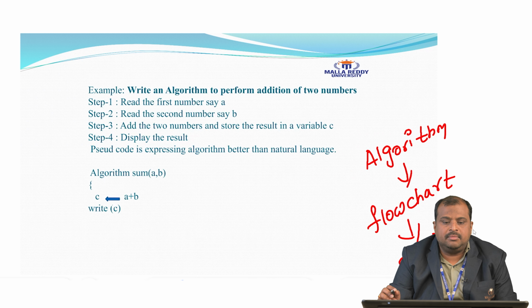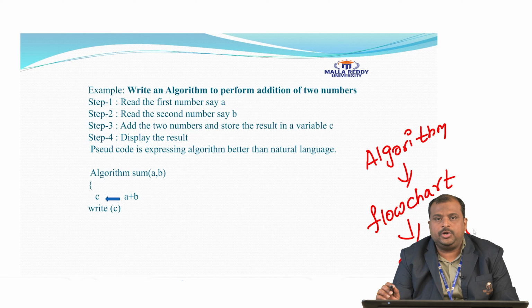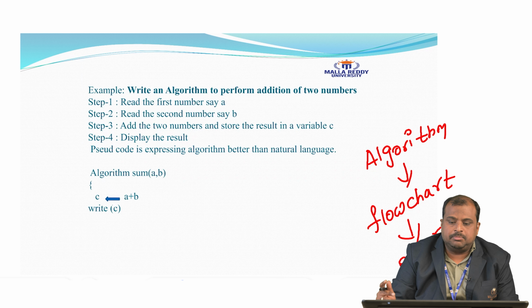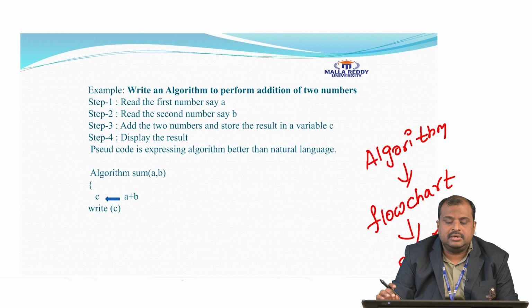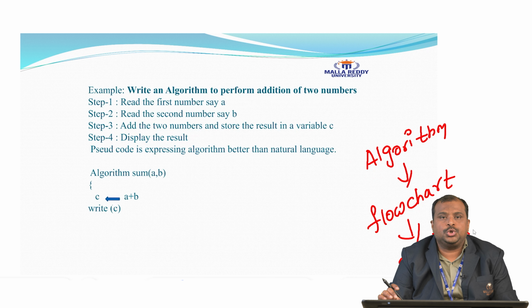Here, the algorithm I have taken is: read the first number, say A. For implementation of addition of two numbers, how many variables are required? I require three variables, namely A, B and C. First I pass values for A and B, which have to be read, then the addition operation is performed, then we display the result. Read the first number A, read the second number B, add the two numbers and store the result in a variable. Finally, in the last step, we display the result.